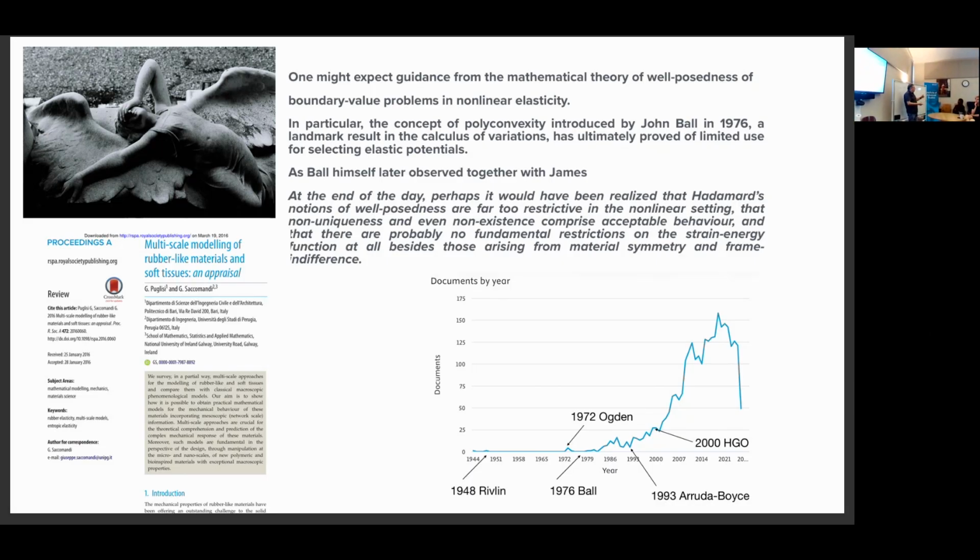You can take a credit card and you see that sometimes the credit card, if you compress it, goes this way, sometimes the other way. And you see that non-uniqueness is there. And even non-existence comprises acceptable behavior, and there are probably no fundamental restrictions on the strain energy function at all, besides those arising from material symmetry and from indifference. So he says there is no solution of the problem.